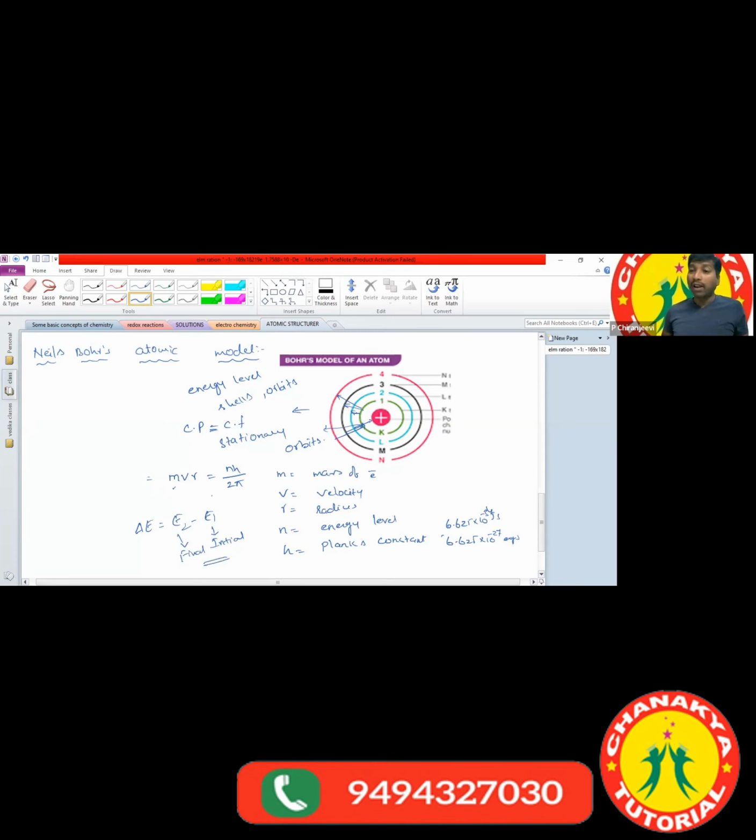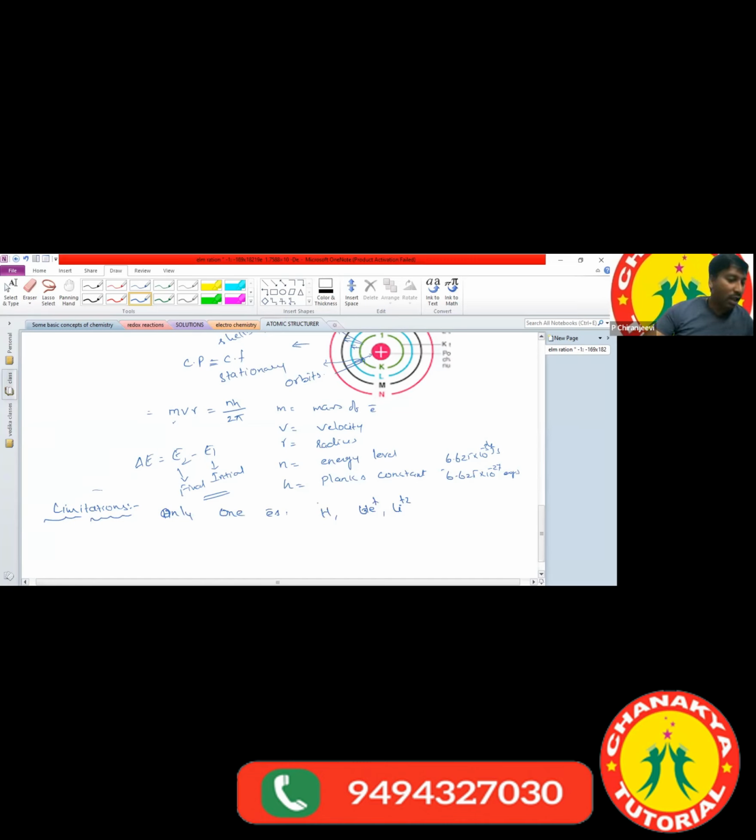What are the limitations of Bohr's atomic model? First of all, Niels Bohr explains only atoms which contain one electron, for example hydrogen, He plus and Li plus 2. For these species only, he explained the structure of the atom. Bohr's atomic model is not applicable to atoms which contain more than one electron.